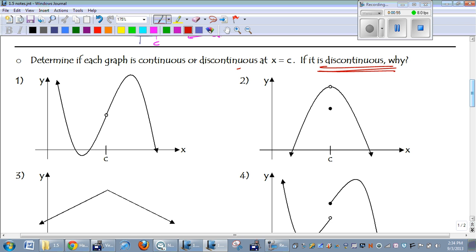So for this first one, first thing we had in our list is f of c is defined. So if we put c in, do we get something out? Well, in this case, no. We have a hole there. There's no point anywhere when x is c. So this is discontinuous. And the reason is f of c does not exist.